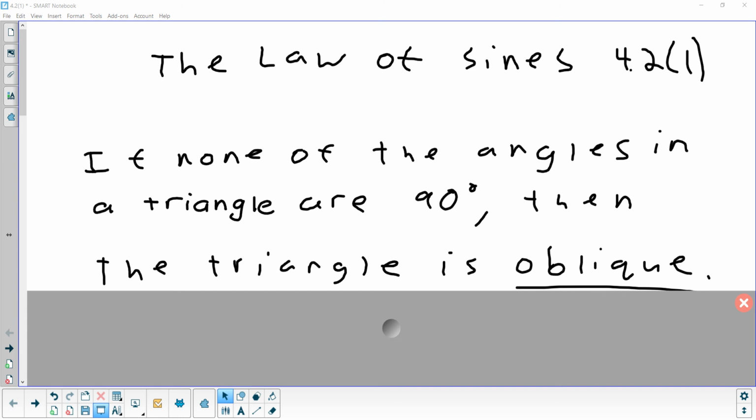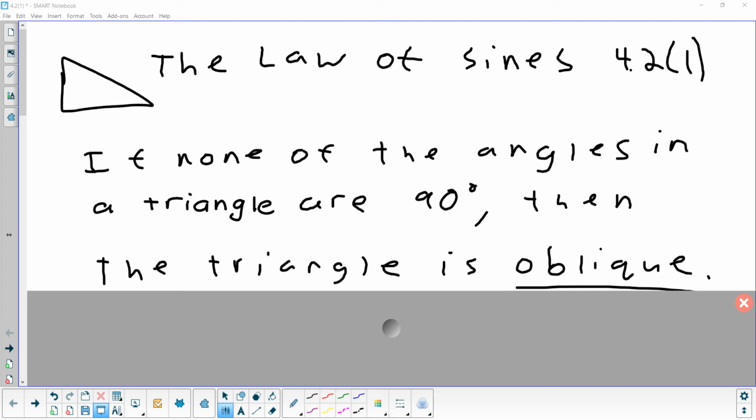Anybody remember there was a theorem when you have a right triangle you can use to find the sides? Yeah, when you have a 90-degree angle, you can use the Pythagorean theorem. When you don't have a 90-degree angle, you can't. So the Pythagorean theorem isn't going to be something we can use this week.